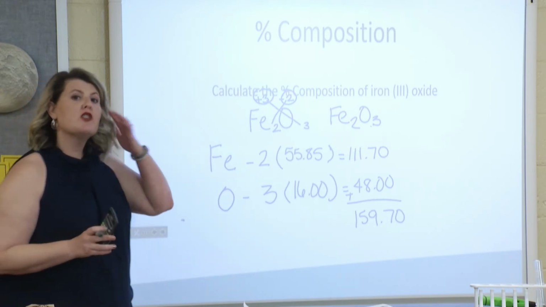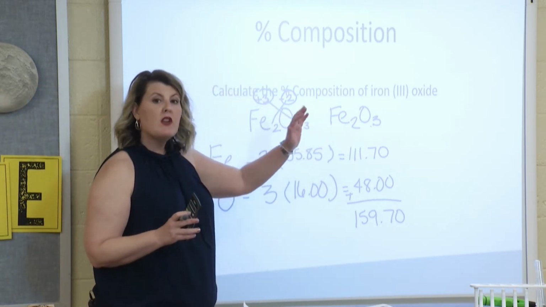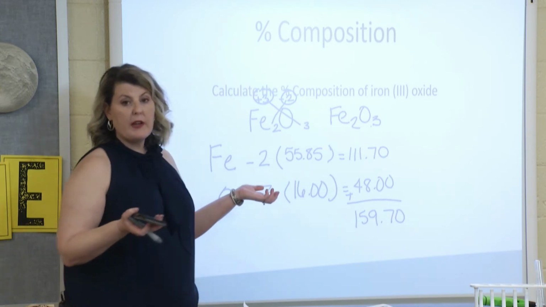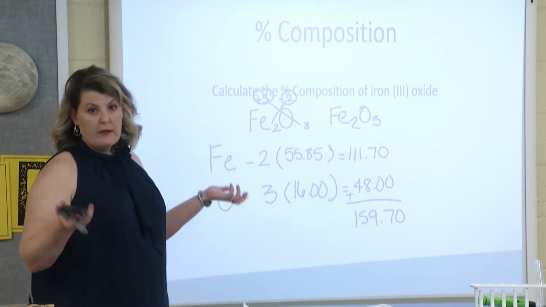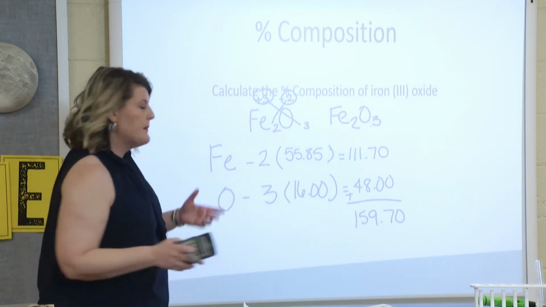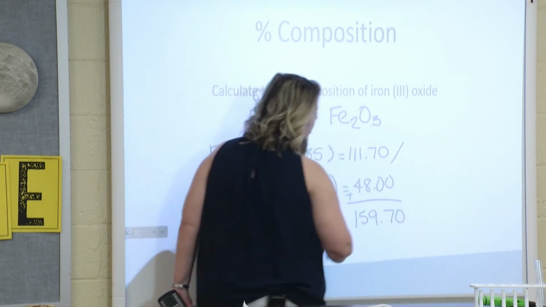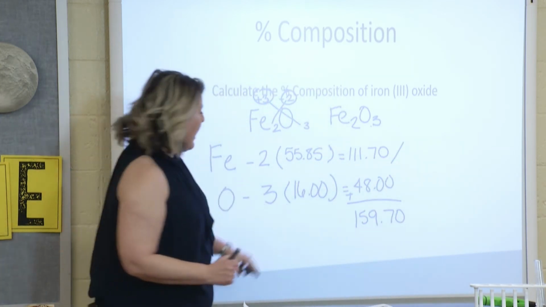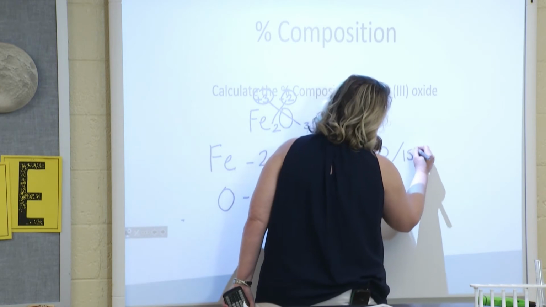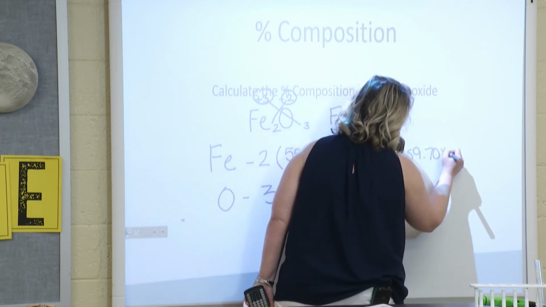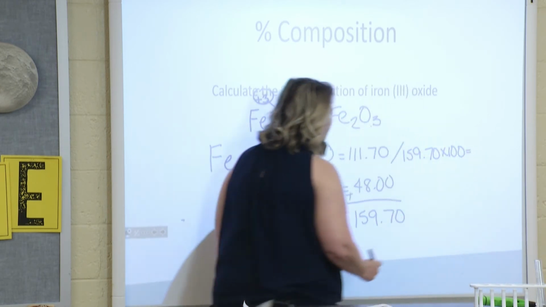All you've done so far is you've gotten your parts and you've gotten your whole. So how do you get your percentages? You divide part over whole times 100. So I'm going to take my part, I'm going to divide it by my whole, which is 159.70, and I'm going to multiply that by 100.